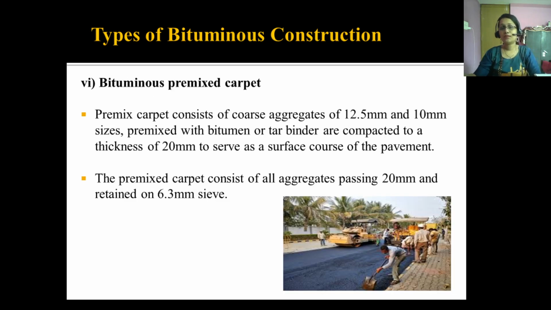Next we have the bituminous premixed carpet. This premixed carpet consists of coarse aggregates of 12.5 mm and 10 mm sizes, remember these sizes, which are premixed with bitumen or tar binder and compacted to a thickness of 20 mm to serve as a surface course of the pavement. The premixed carpet consists of aggregates passing 20 mm and retained on 6.3 mm sieve.